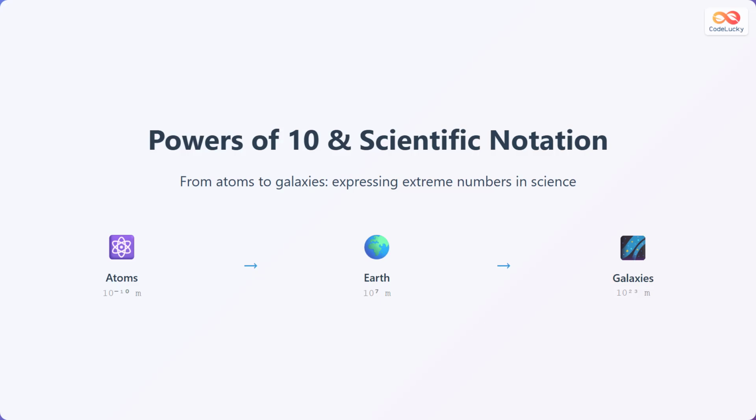Welcome! In this video, we are going to explore powers of 10 in scientific notation. We will see how we can use them to express extremely large or extremely small numbers that often appear in science. We will journey from the tiny world of atoms to the vast expanse of galaxies, all using the magic of powers of 10. As a preview, consider that atoms are about 10 to the power of -10 meters in size, the Earth has a radius of about 10 to the power of 7 meters, and galaxies can measure up to 10 to the power of 23 meters. Get ready to learn how to handle these numbers with ease.